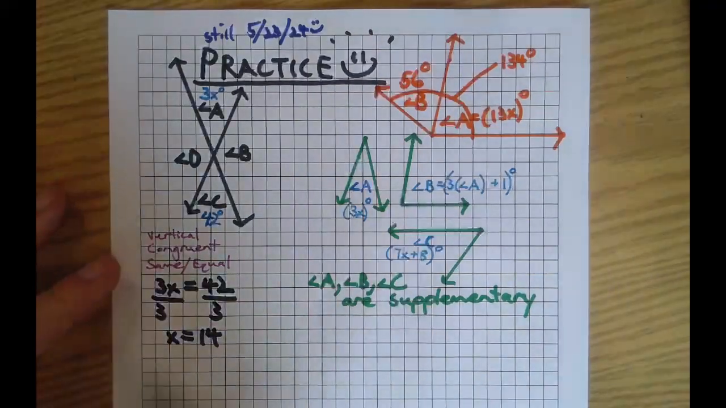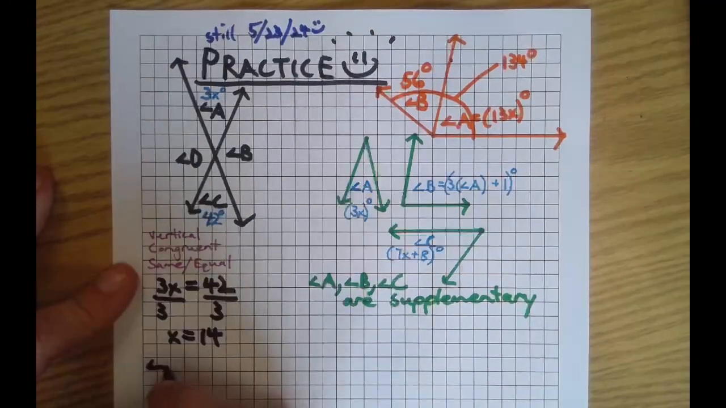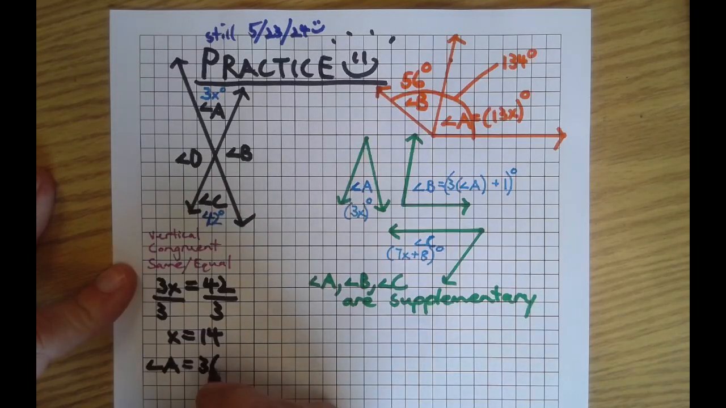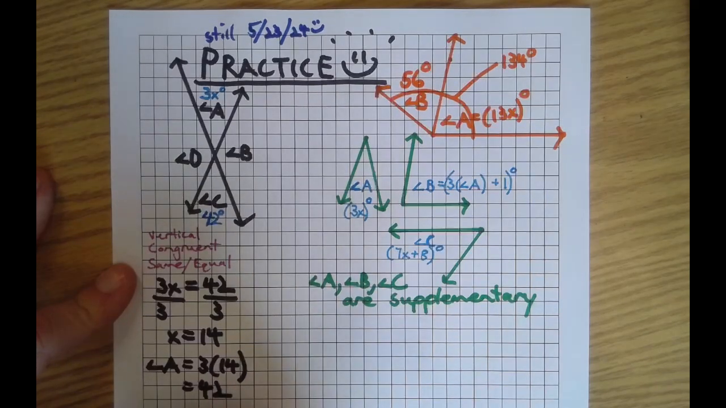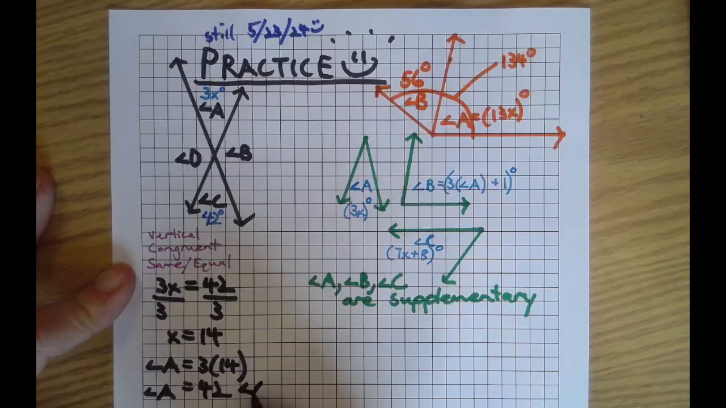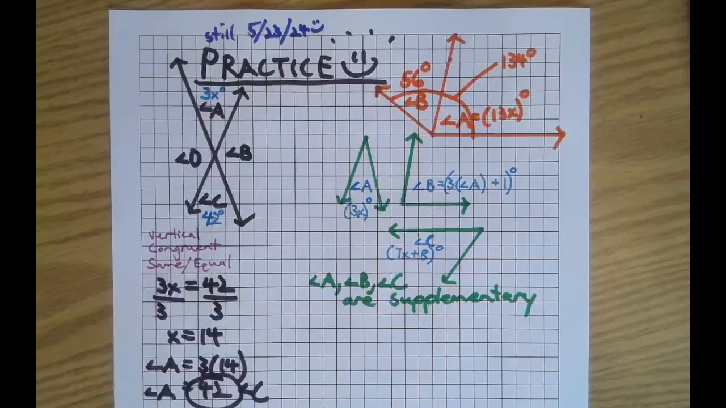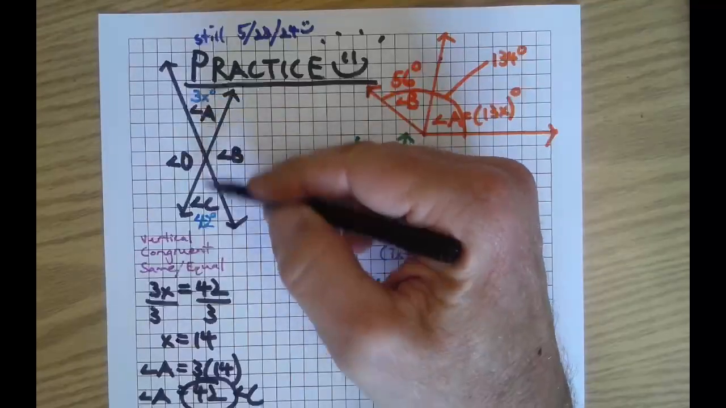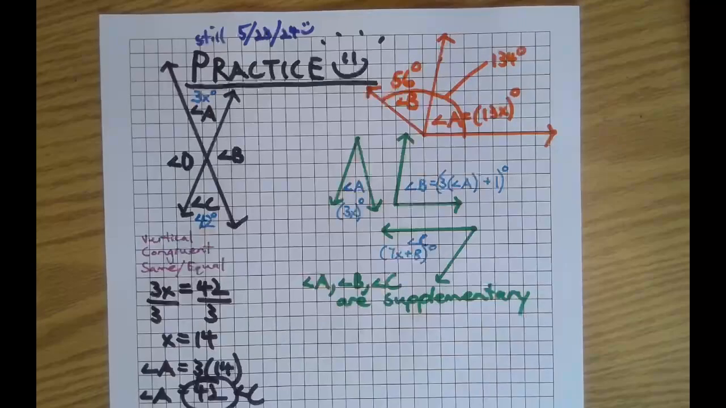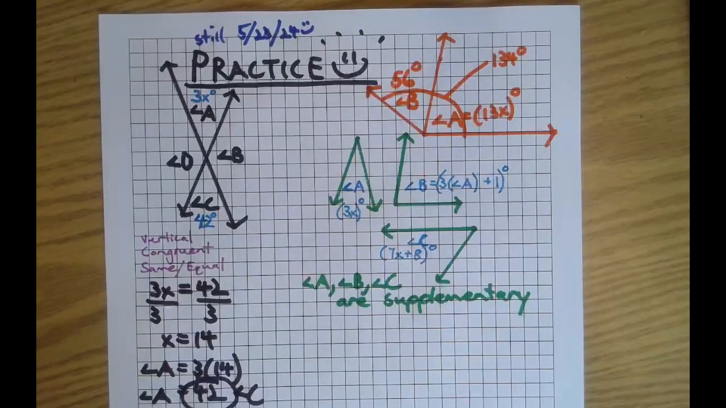And the proof then is angle A is 3 times 14, which is 42, which also equals what was given, angle C. So we solved for x. And since we already knew A was 42 because vertical angles, it was easy to solve that. It was a one-step solution.